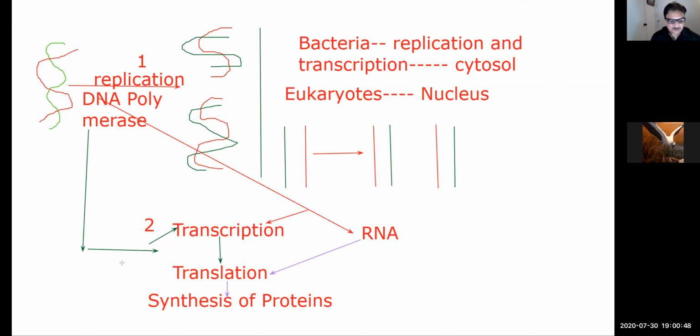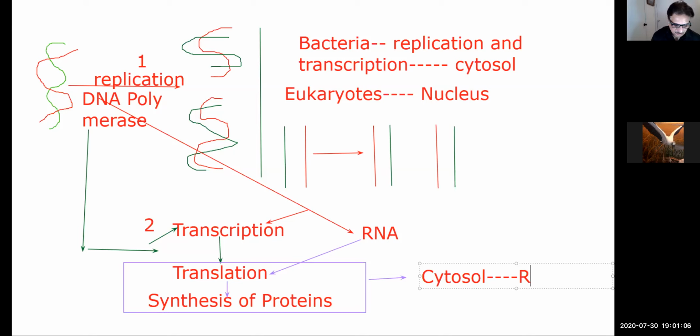The point is that translation, in both bacteria as well as a human cell or a plant cell, occurs in the cytosol. Why in the cytosol? Because the primary site for protein synthesis is ribosomes, and these ribosomes are present in the cytosol or cytoplasm.